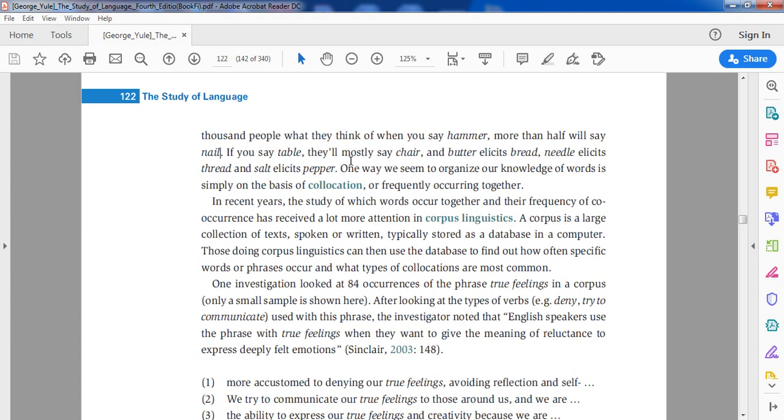If you say table, you'll mostly say chair. Table and chair. Hammer and nail. Butter and bread. So, two words that usually or frequently occur together.